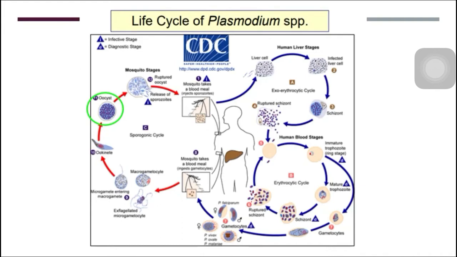Now, the oocysts rupture and release sporozoites, which may make their way to the mosquito's salivary glands. The inoculation of sporozoites into a new human host perpetuates the malaria life cycle.